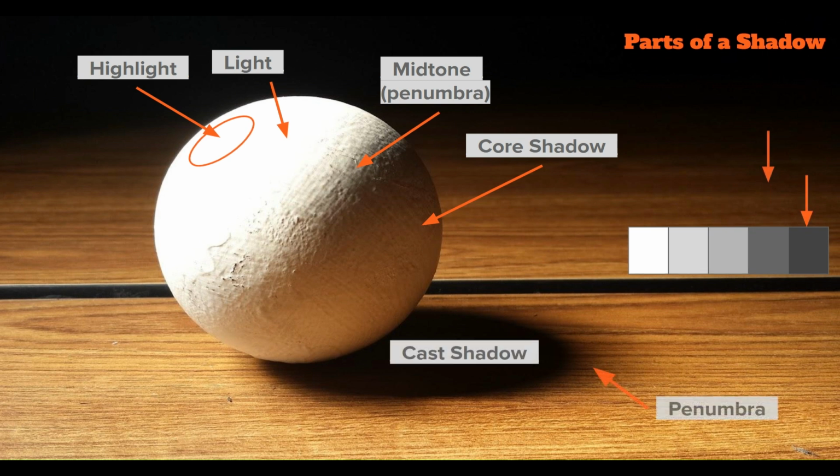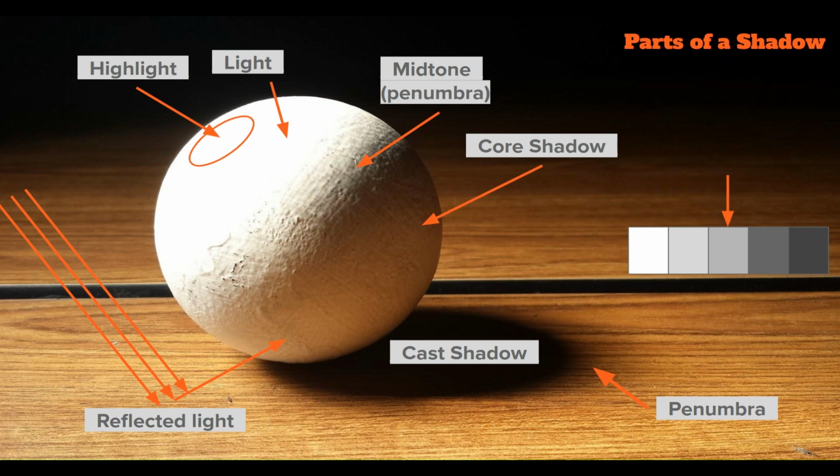Finally, we have the cast shadow and its penumbra, which is around the outside of it, on the table there. The cast shadow is one of our darkest values in this image, and the edge of it has that fuzzy kind of penumbra around it, that section that is the outside of every shadow. Finally, there is some light bouncing off the table and back onto the sphere. This is called our reflected light, and it sits again in the midtone area of our value scale.